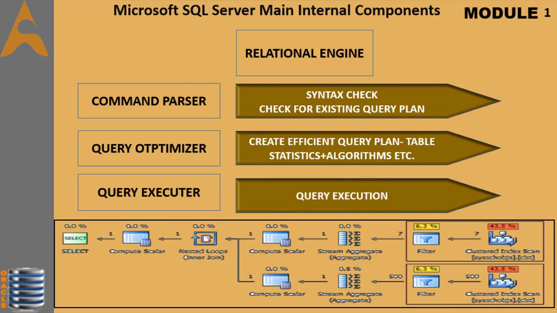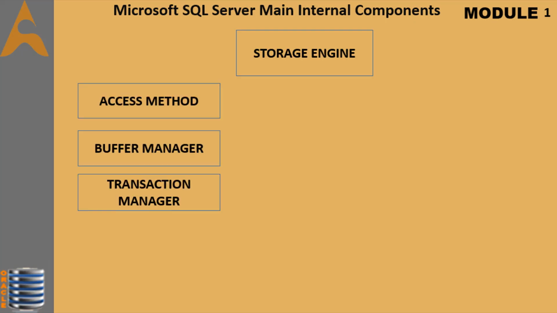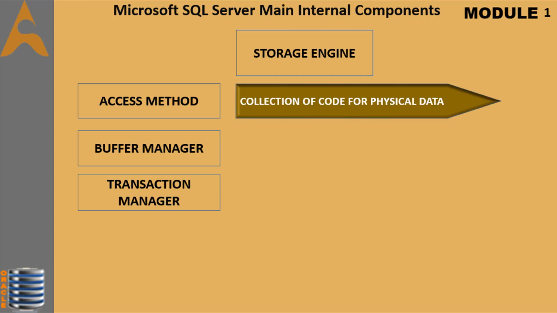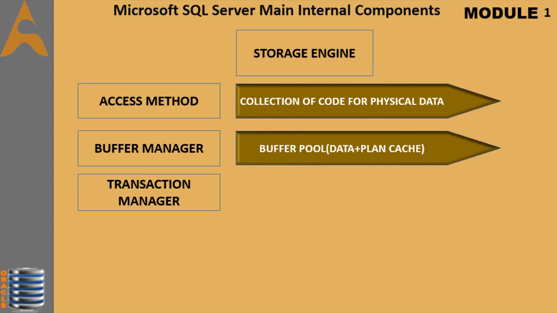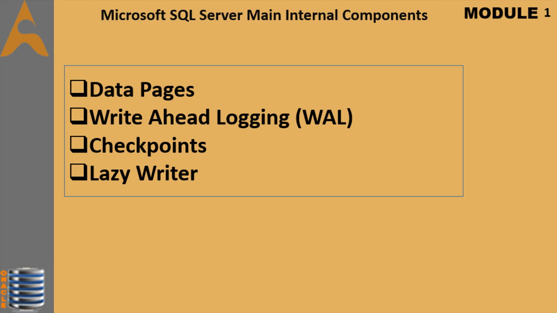This image shows an example of a graphical representation of a query plan generated by the query optimizer. In summary, these are logical operations. The storage engine is composed of the access methods, the buffer manager and the transaction manager. The access method is a collection of code for data retrieval, as I said before. The buffer manager contains the buffer pool, which is the main memory consumer, and also the data and plan caches. The transaction manager governs the log and lock manager. And these are, in summary, physical operations.